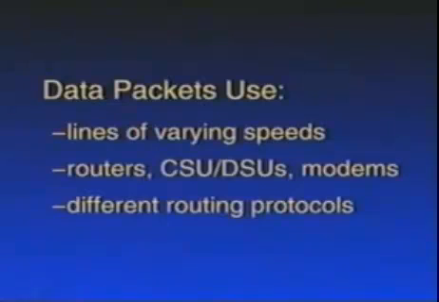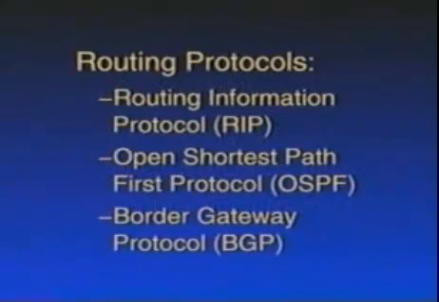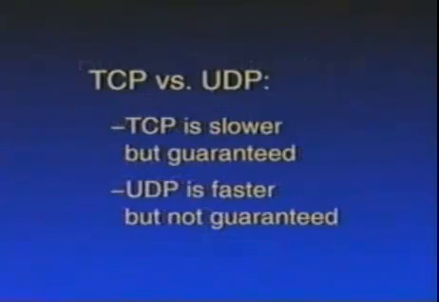As they travel through a network, data packets use lines of varying speeds, routers, CSU/DSUs, and modems, and different routing protocols. Three of the different routing protocols in use are the Routing Information Protocol, or RIP, the Open Shortest Path First protocol, or OSPF, and the Border Gateway Protocol, or BGP.